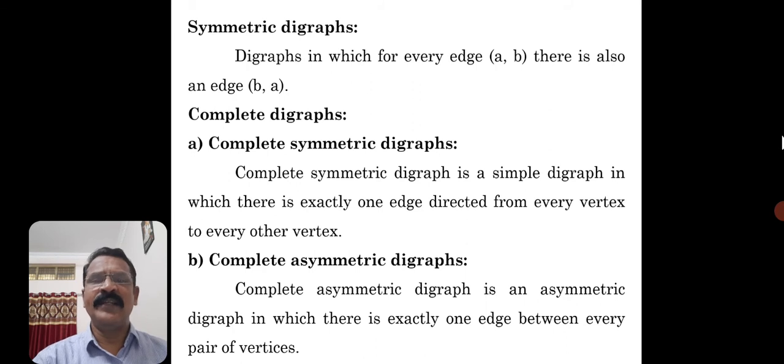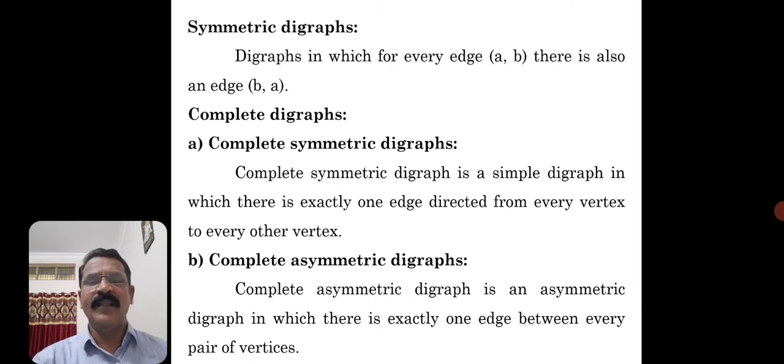Let us consider complete digraphs. What do you mean by complete digraphs? Again, in complete digraphs also we have two different types: complete symmetric digraphs and complete asymmetric digraphs. In undirected graphs we have only one graph, that is the complete graph. But here, complete symmetric digraphs and complete asymmetric digraphs. What is the difference between these two?